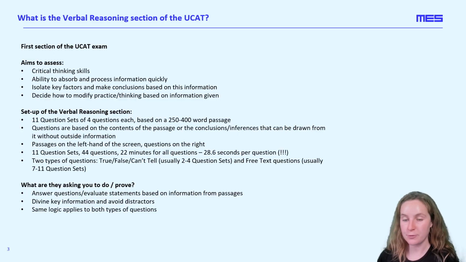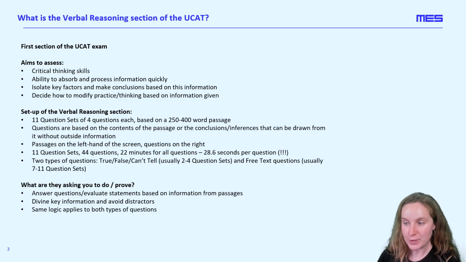The setup is the same for every question, with the passage on the left-hand side of the screen and the questions on the right. The passage will stay for the 4 questions, so you have them for each of the questions that pertain to it. You don't need to do anything without the information in front of you. There are 11 question sets, as I said, 44 questions in total, and 22 minutes for all of these questions and the entire verbal reasoning section. So if you work that out, that is 28.6 seconds a question, which is not very much.